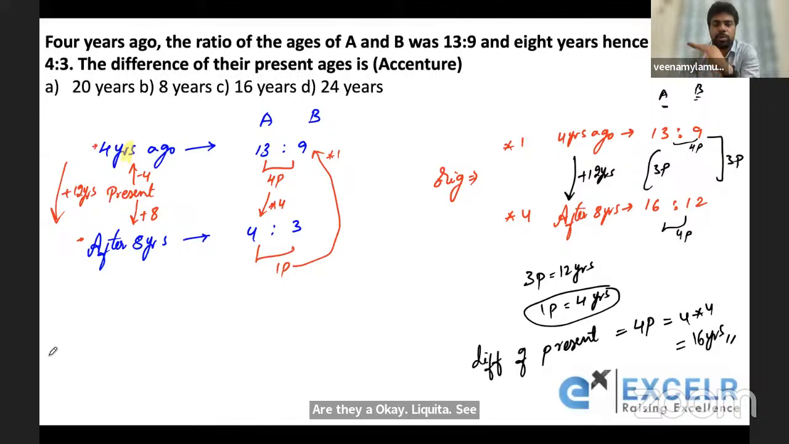Likhita, see here, you are in 24. 4 years back means 2020. You are in 24. After 8 years means it is 2032. So now what is the difference between 2020 and 2032? It is 12 years. That's all.